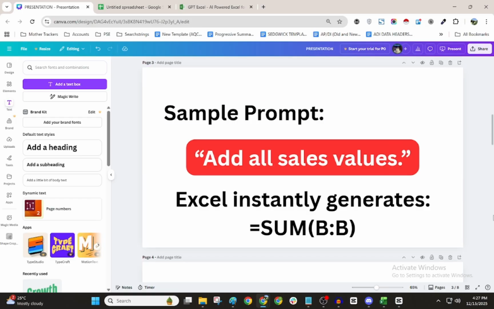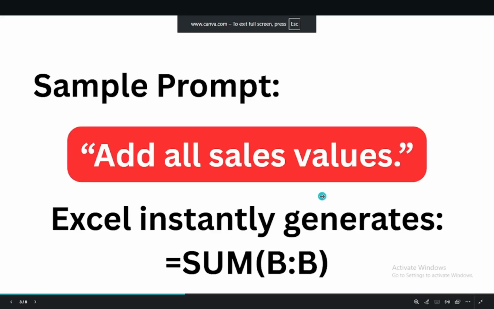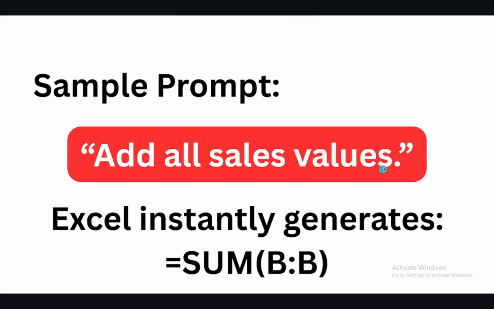Instead of typing formulas manually, I click into the formula bar and describe what I want. So, for example, I added this prompt, add all sales value. Excel instantly generates this. So, you didn't type sum, Excel did. And if the formula looks right, press enter.